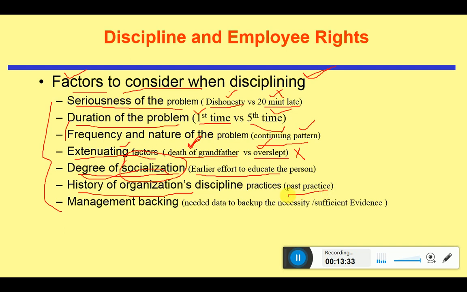It means that disciplinary actions, the past practices were different and now the current practices are different.